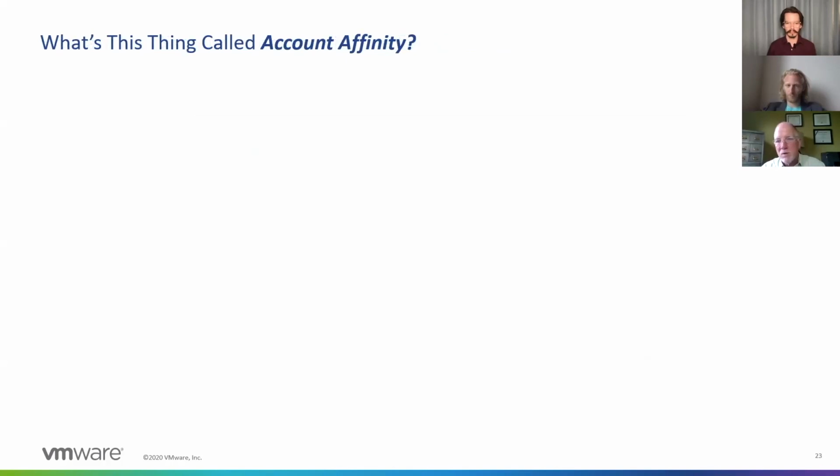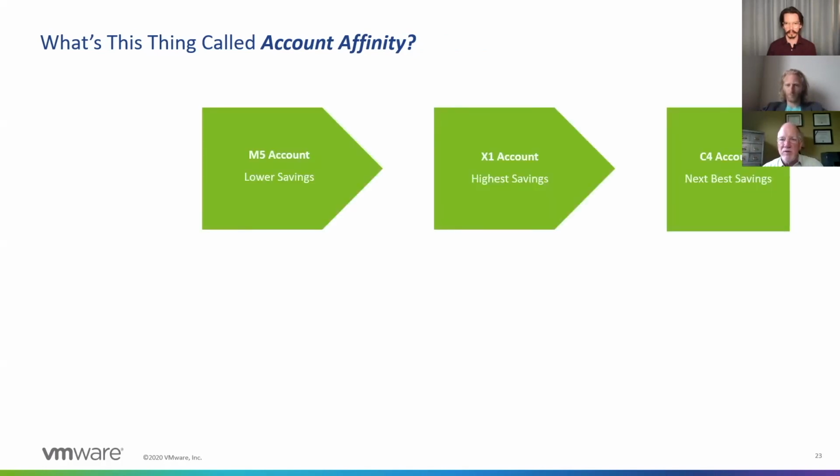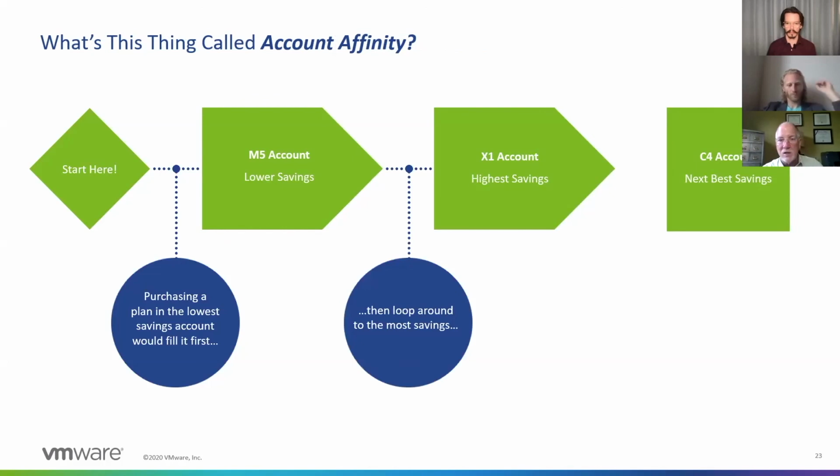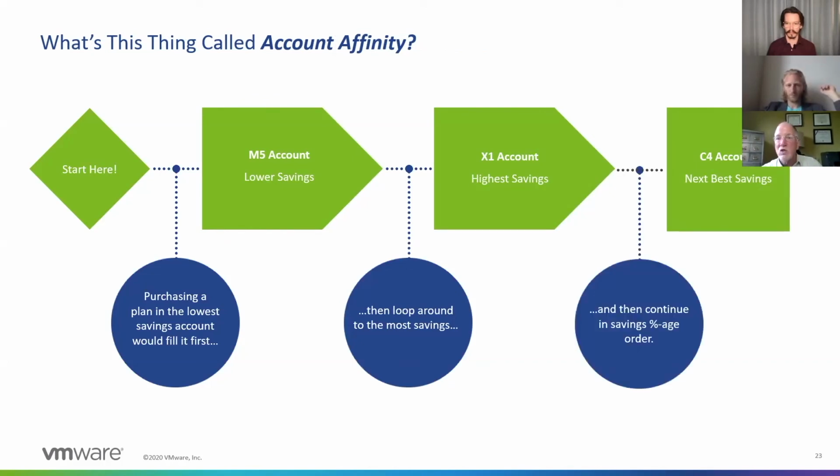Now, very important, AWS has this thing called account affinity. And what is account affinity? Based on the previous chart, say that I have 3 different AWS accounts. One has the M5 in it, next one has the X1, and the other one has C4. If I buy my first set of a savings plan in the account that has the M5s, it's going to take up that savings first. So it's not going to use the chart that you saw on the previous slide until the M5s are used up, because it's going to use everything in that account. Then it's going to go to the X1 and the C4. So you may not be maximizing your savings if you buy in the wrong account.